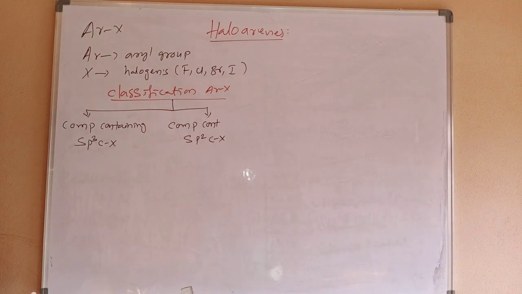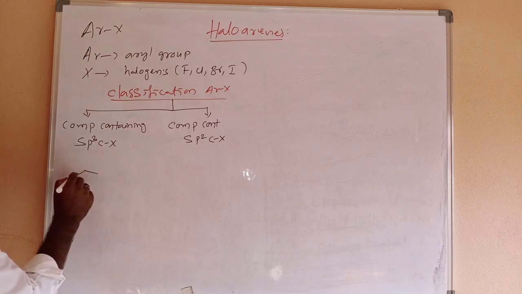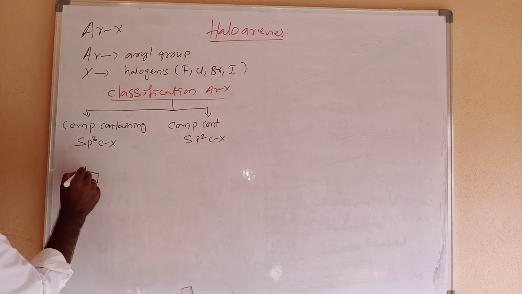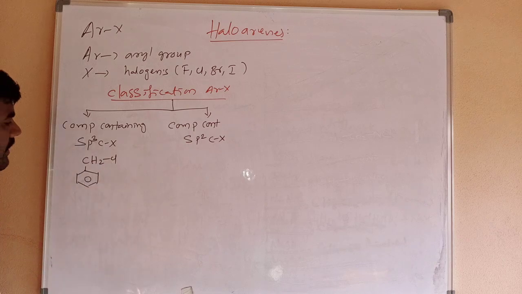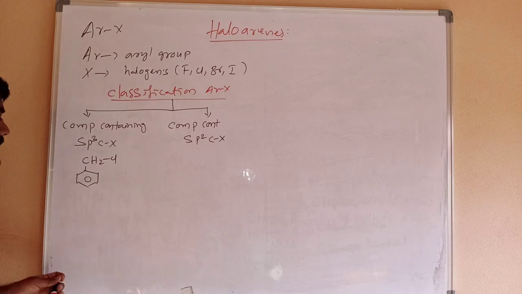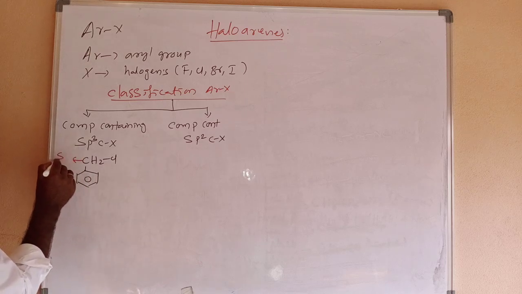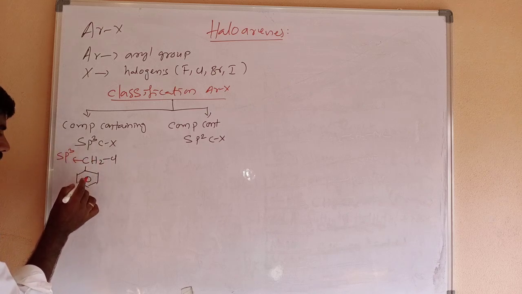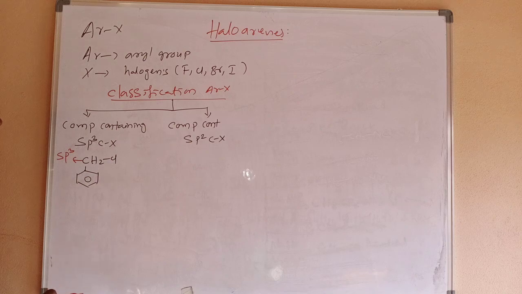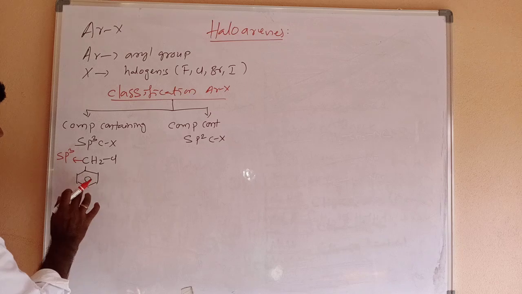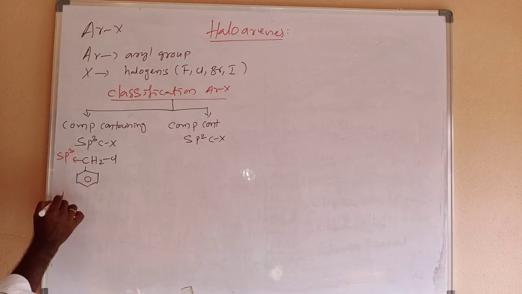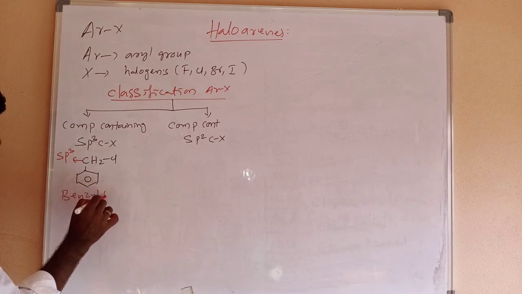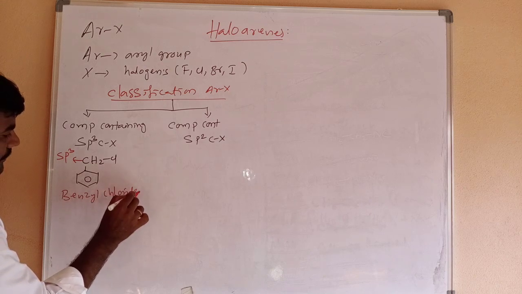Example for this: benzyl chloride, C6H5CH2Cl. In benzyl chloride, the CH2 carbon undergoes sp3 hybridization. Now, halogen attached on the sp3 carbon next to the aromatic ring is called benzyl halides. What are they? Benzyl halides. Now it is a benzyl chloride. Name of this compound: benzyl chloride.